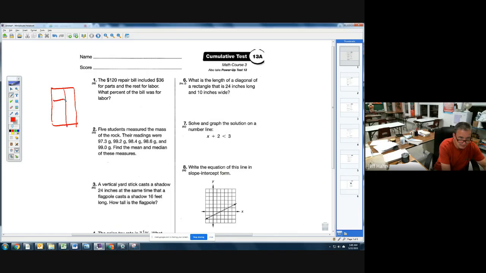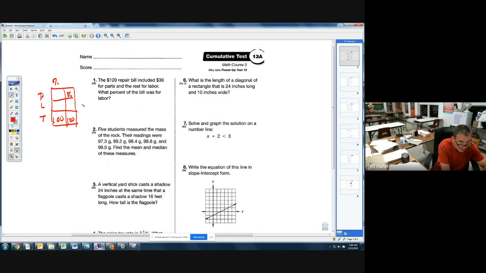And you are splitting your bill into some for parts, some for labor, and then it's total. So here's your percentage. Your total is going to be 100%. We don't know either the parts or labor percent, but we do know the numbers here. $120 repair bill. It has $36 for parts. The rest is for labor. What percent of the bill was for labor?